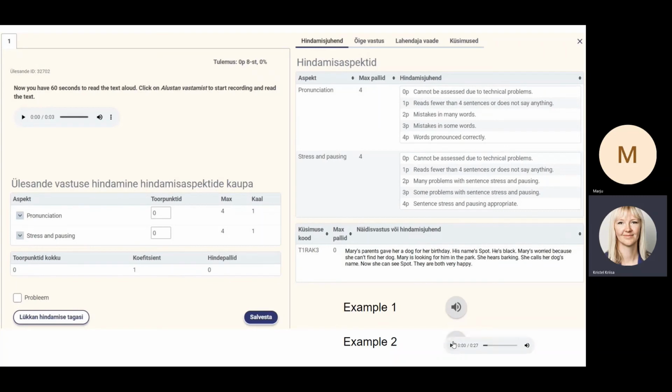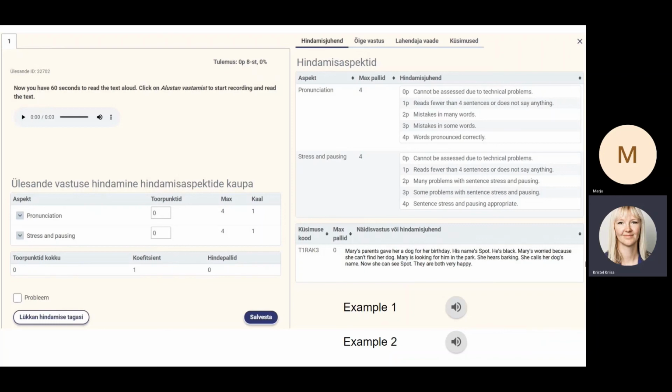Okay, and another example. Mary's parents gave her a dog for her birthday. His name is Spot. He's black. Mary is worried because she can't find her dog. Mary is looking for him in the park. She hears breaking. She calls her dog's name. Now she can see Spot. They are both very happy.